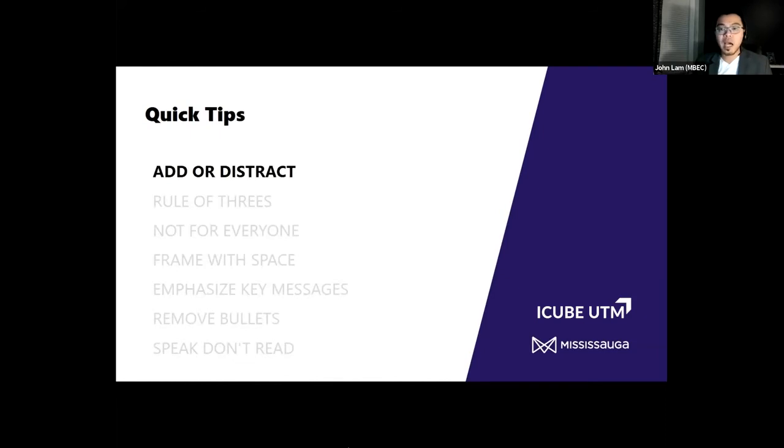Okay, quick tips: add or distract. If you're thinking about putting in elements, putting in information into your presentation, whether it's on the slides or in your script and what you say, is it adding or distracting? When I said daydreaming about corgis, were you thinking about corgis or were you listening to me, right? So how does that take attention away from you? Ultimately, you want the attention on you, the speaker, not on the slides, right?